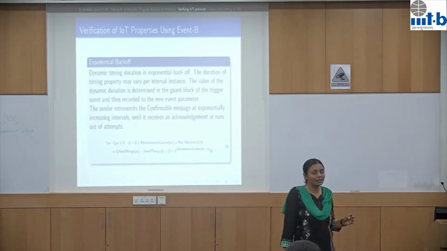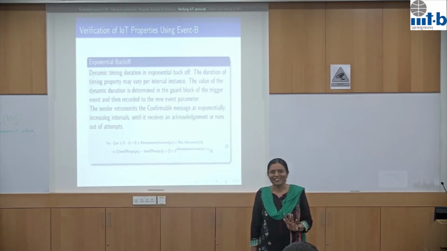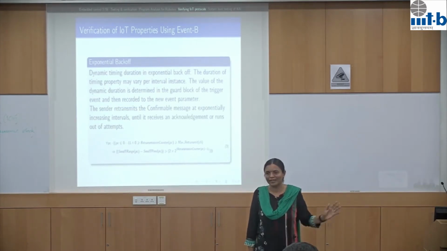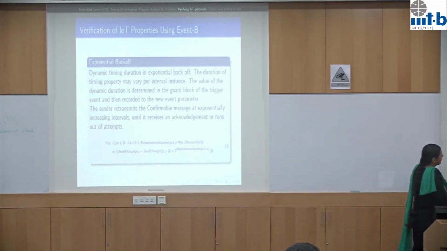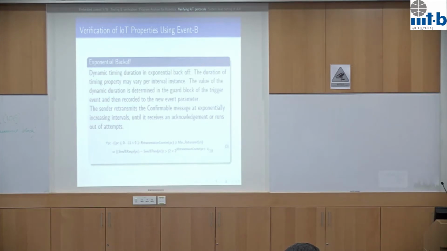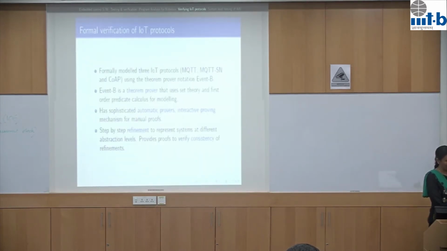So automatic theorem provers will run out of steam. They find it very difficult to handle this kind of growth in functions. So it is difficult to verify these properties. That's why I put this particular example. But a prover like Event B can do justice to this kind of difficult properties. So we used Event B.